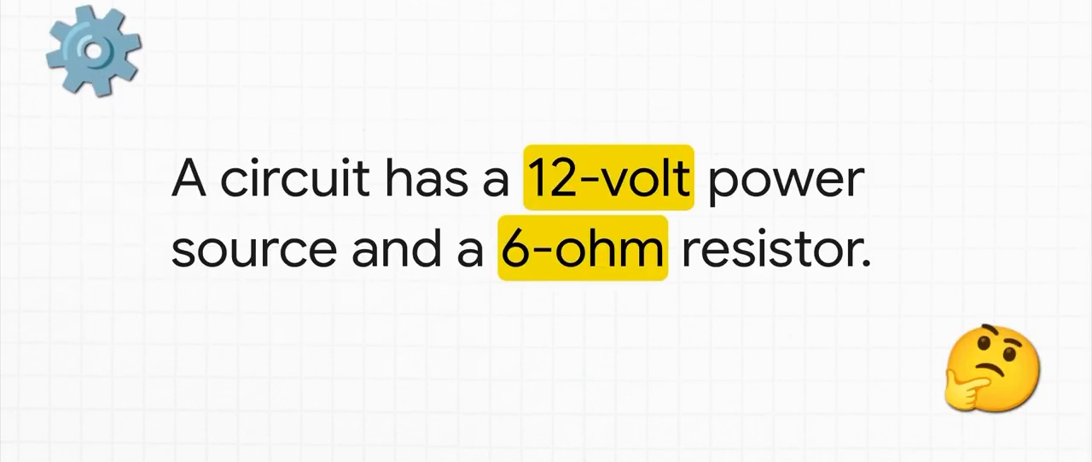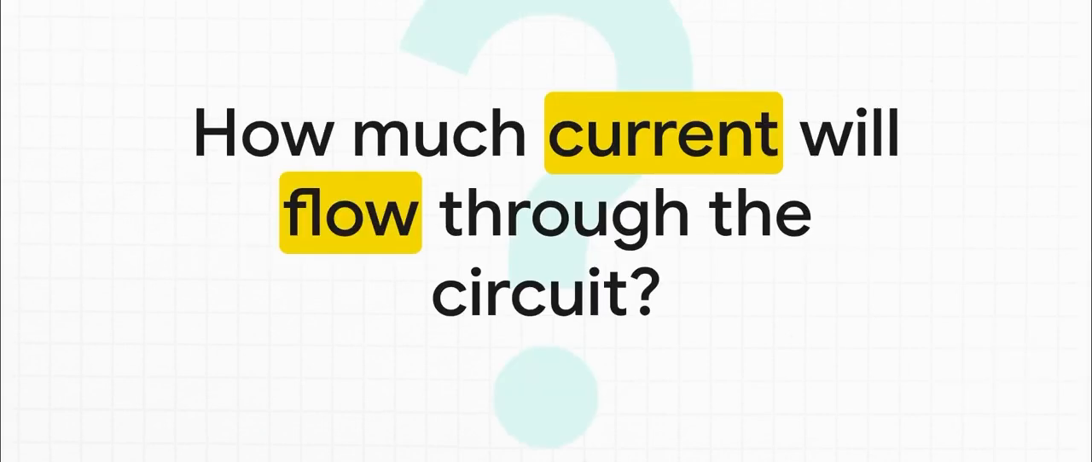Let's do a quick calculation, just like an engineer would. Let's imagine we have a simple circuit. The power source is giving us 12 volts of push. And in that circuit, there's a component that has 6 ohms of opposition, or resistance. So here's the critical question for the engineer. How much current is actually going to flow through there? Getting this right is everything. It determines whether the device works or not. So, what do you think? Based on what we've just talked about, can you figure it out?